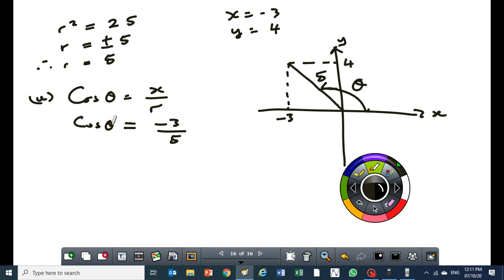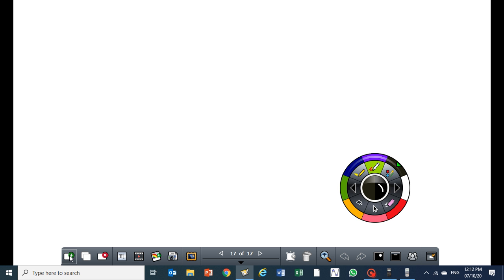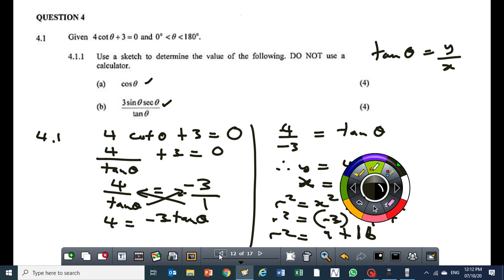Then the next one is B, 3 sine theta times sec theta all over tan theta.